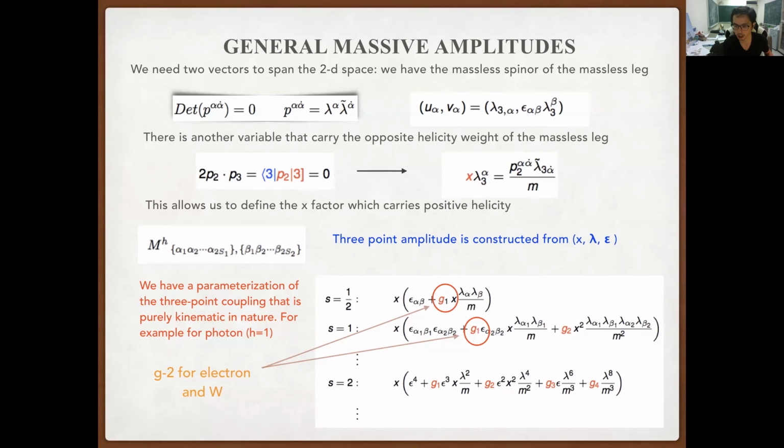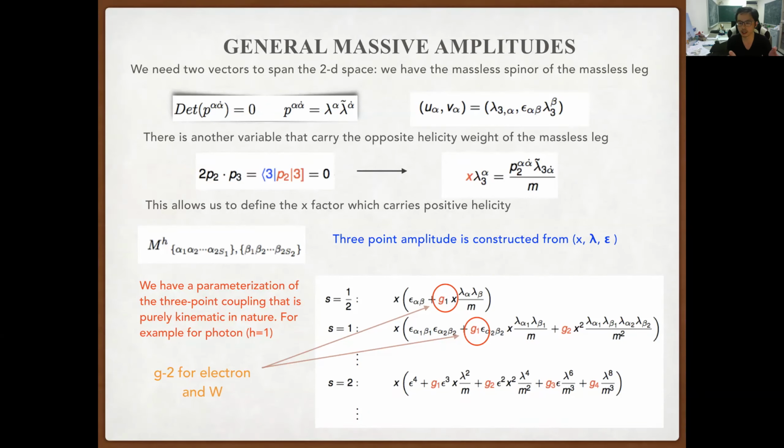So this is purely on shell, which means that the different interactions have a special unique feature to them. For example, for minimal coupling, for s equals 1/2, QED is just x times epsilon alpha beta. It's just that simple. The g-2 is already automatically separated out. It's this x times lambda lambda. For s equals 1, you also have the g-2 for the dipole moment, but because you have spin 1, now you can have quadrupole moments. And so everything is nicely separated.